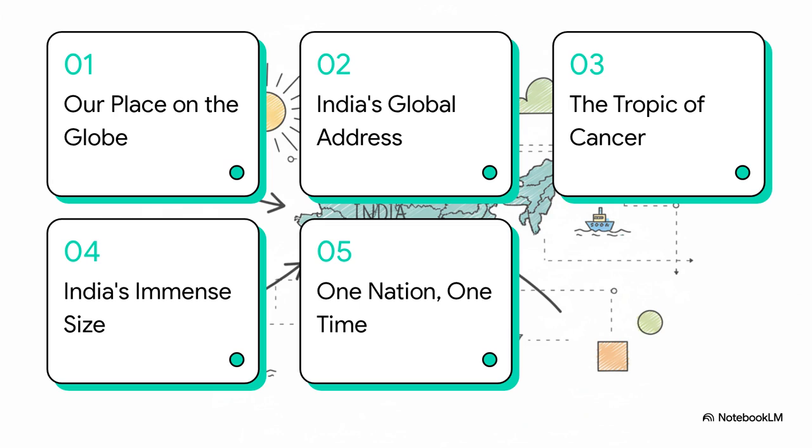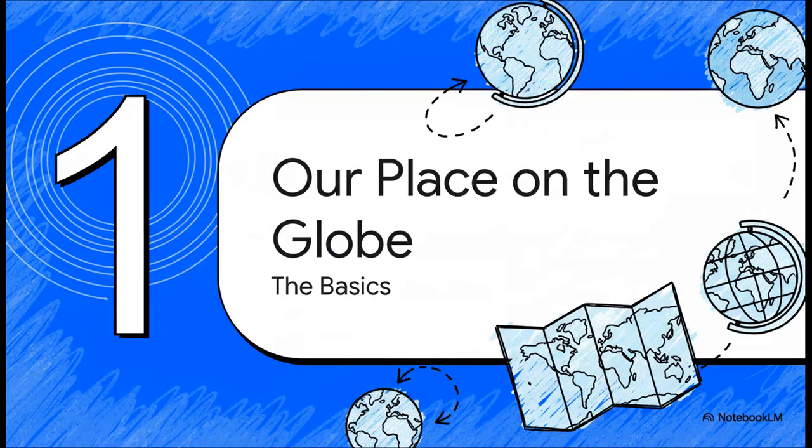First, we'll do a quick revision of how we locate any place on the globe. Then, we'll find India's exact address. After that, we'll talk about a very important line called the Tropic of Cancer. We'll also see just how big our country is. And finally, we'll solve the interesting puzzle of Indian Standard Time. Okay, let's get started. First things first.